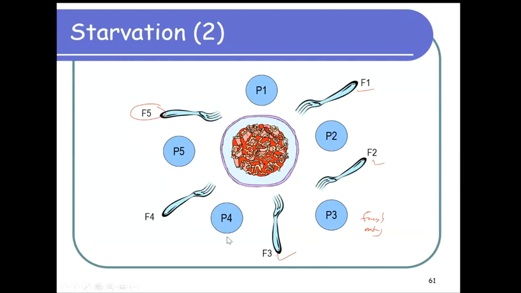P3 decides to eat again. I finished eating, but still not enough, I think I ate too little, I want to eat again. So P3 uses F2 and F3. P2 is really hungry, his tummy is already making a sound, but he still cannot eat the pasta. Then P1 finishes, I think I am full, so I release F1, but P2 still cannot eat because F2 is used by P3.